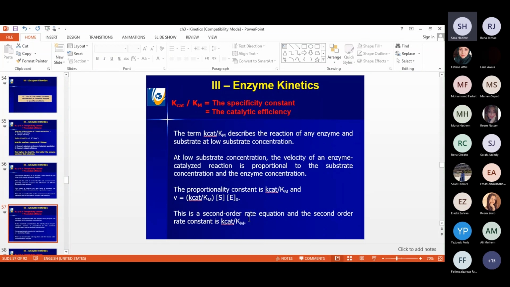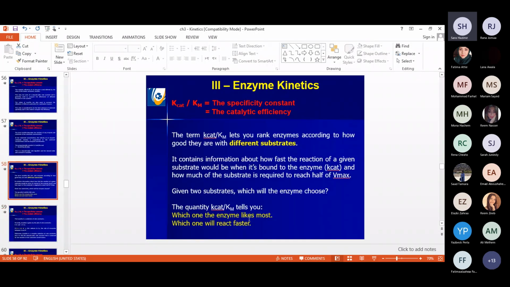And the constant K-catalytic over Km, as we studied before when we did the calculation of V0, we said it will be equal to K-catalytic over Km multiplied by S multiplied by E, and that's why we consider the constant as a second order rate constant, and the second order rate constant will be K-catalytic over Km. So also if we ask you to calculate the second order rate constant directly, you have to know that we are asking you to calculate K-catalytic over Km. So it's the specificity constant, it is the catalytic efficiency, it is the second order rate constant for the reaction.